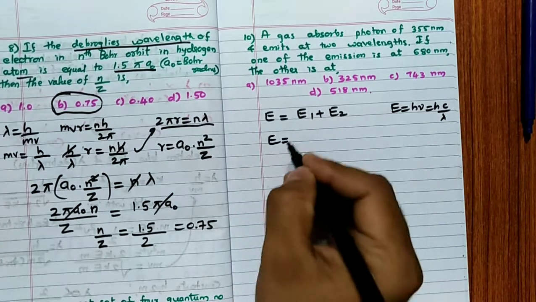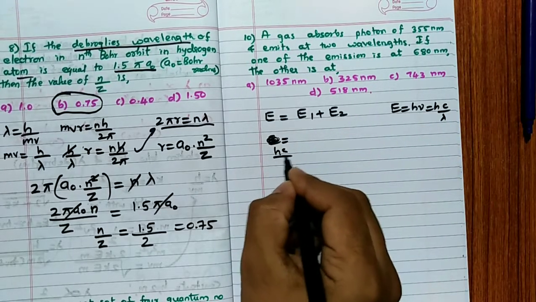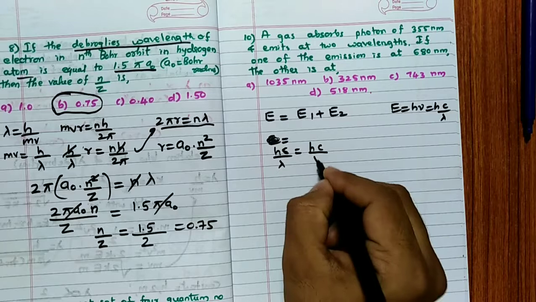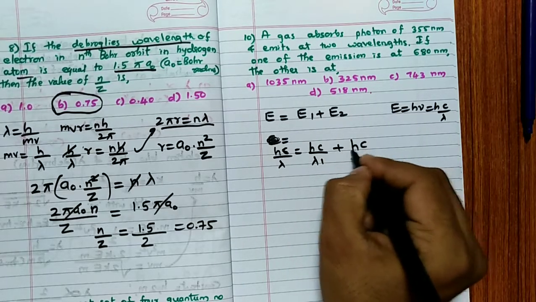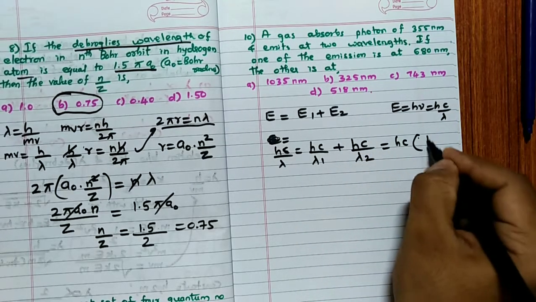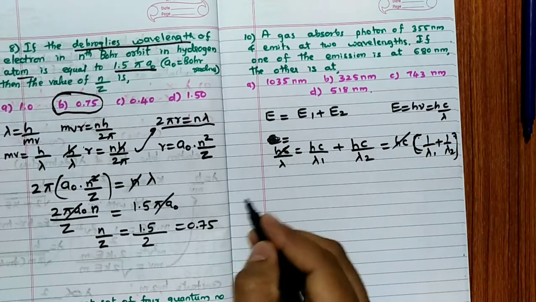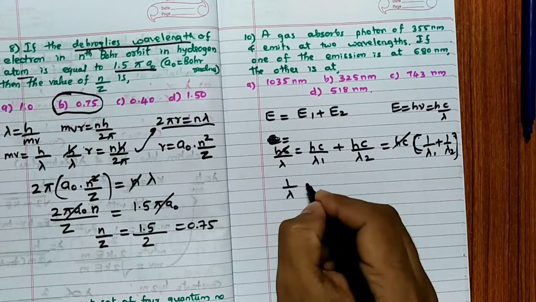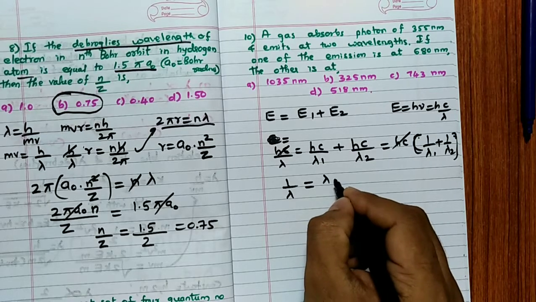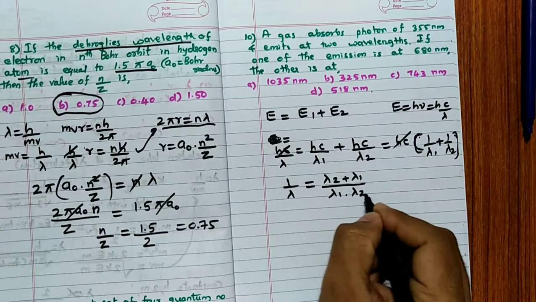So E is nothing but hc by lambda. Lambda is given, hence I have taken wavelength. E1 is nothing but hc divided by lambda 1 plus E2 is nothing but hc divided by lambda 2. Now when you take this hc out as common, it is 1 by lambda 1 plus 1 by lambda 2. Correct? hc gets cancelled. Hence the equation becomes, remember, 1 by lambda is equal to 1 by lambda 1 plus 1 by lambda 2. So that I will write it as lambda 2 plus lambda 1 divided by lambda 1 into lambda 2.